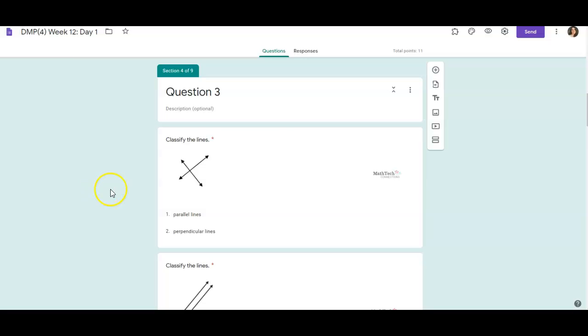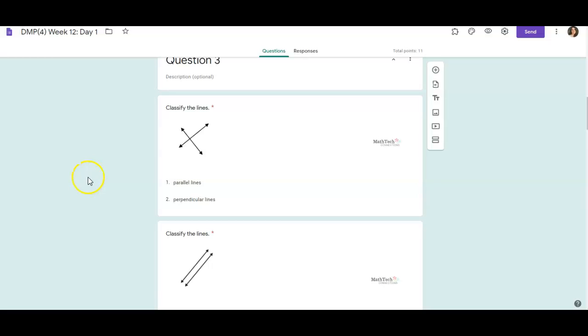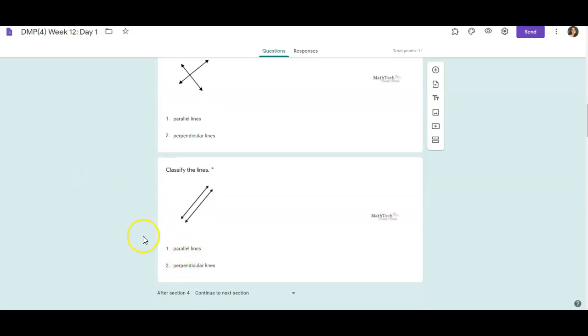Question number 3. Classify the lines. Remember, perpendicular lines intersect. Parallel lines do not intersect.